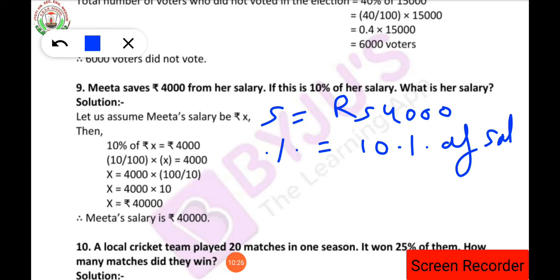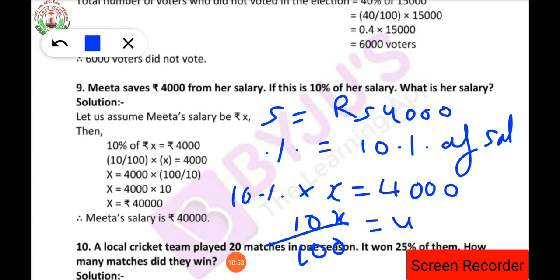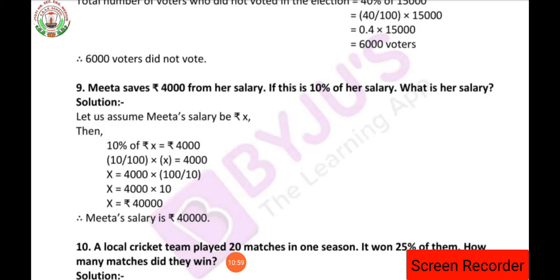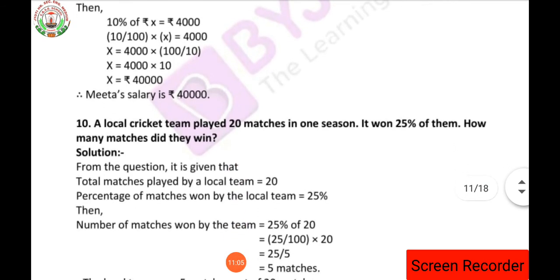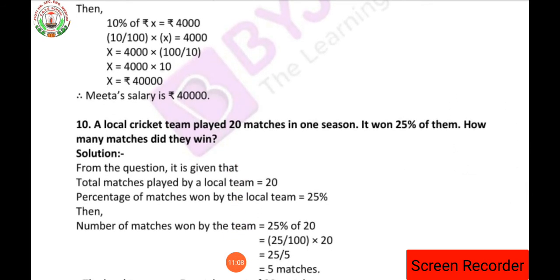So what you have to do, let the salary be x, the salary which she is getting monthly at the end of the month. Monthly salary of Meeta will be x. So 10% of her salary, it is said in the question too, so 10% of x is equal to 4,000. Okay, so 10%, that means 10 upon 100 into x is equal to 4,000. Solving this equation, you will get the required answer as 40,000. So Meeta's salary is 40,000 per month. Clear?